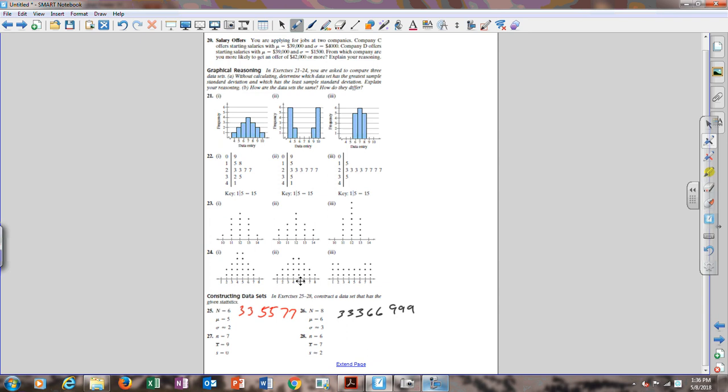Number 27. Same concept. I have x bar equal to 9 and s equal to 0. So I don't want any deviation. That's going to give me 9, 9, 9, 9, 9, 9, 9. So I need 7 numbers. So now there's no deviation in those numbers because they're all exactly the same.